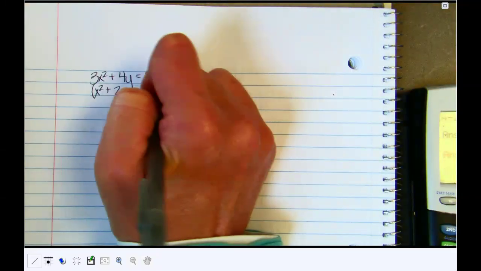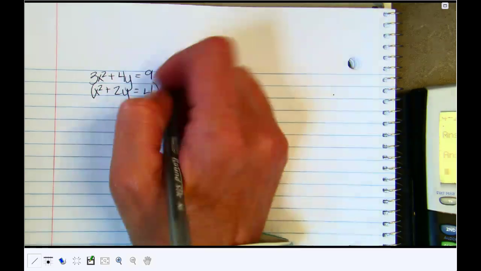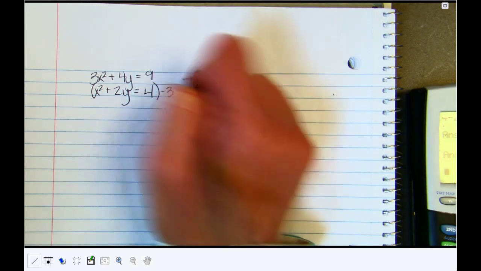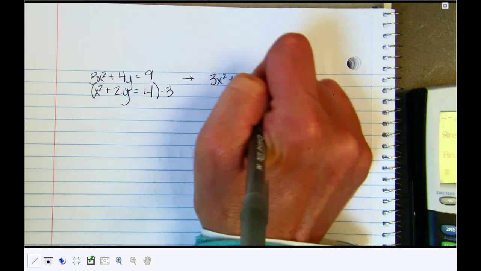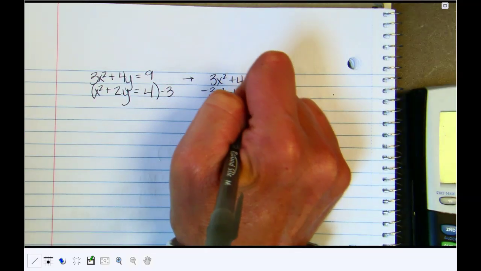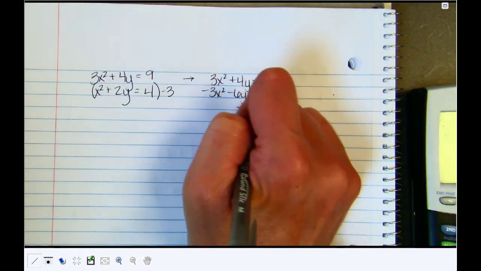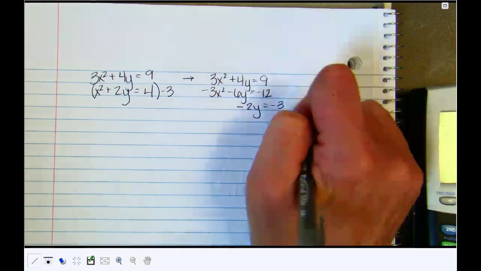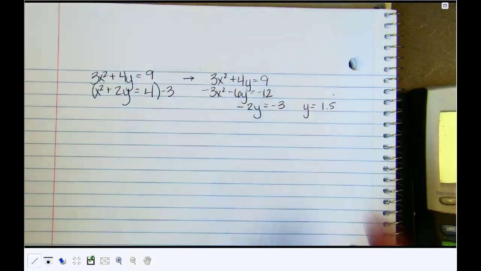I'm gonna eliminate x's because I don't want to deal with the squares. So 3x squared plus 4y equals 9. And then that gives me negative 3x squared minus 6y equals negative 12. So this is negative 2y equals negative 3. So y equals what? 1.5. Plus or minus?